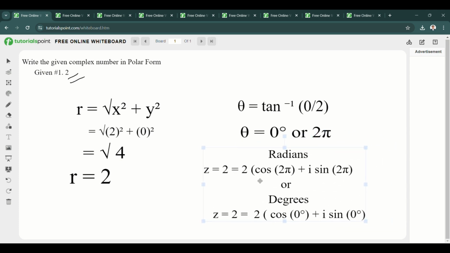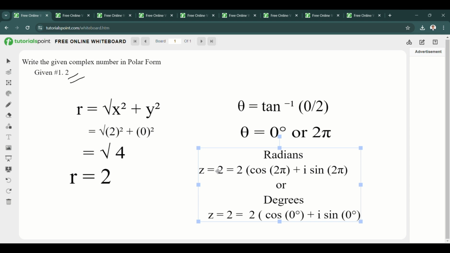Then the polar form is this. 2 equals 2 cosine 2 pi plus i sine 2 pi. Or 2 equals 2 cosine 0 degrees plus i sine 0 degrees, in degrees form.